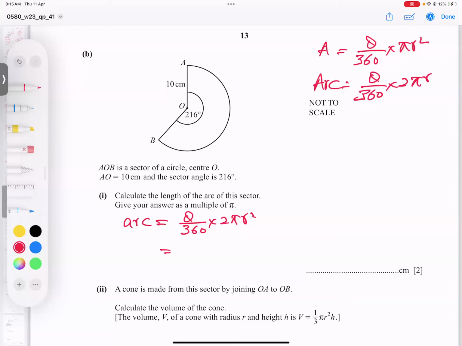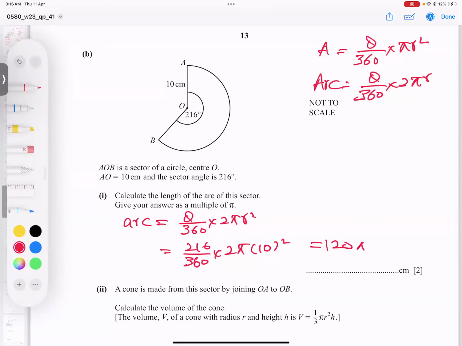Okay, so I'm going to plug in the numbers. Theta is 216, and the radius given by him is 10. Just type it, but make sure when you type in the calculator, he said to give the answer in pi format, okay? So you will not type pi in the calculator. Even if you type pi in the calculator, it will maybe give you a decimal. So avoid it. You can type 216 by 360, times 2, and 10, but don't type pi. I hope you got my point. And the answer is coming 120 pi.